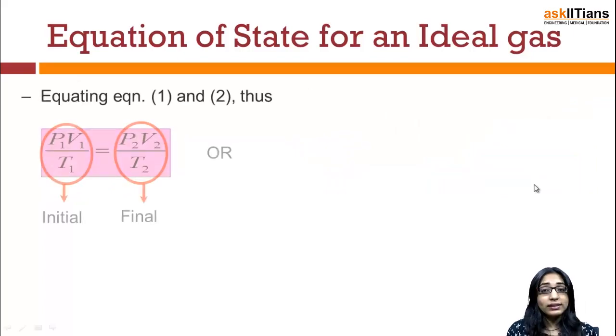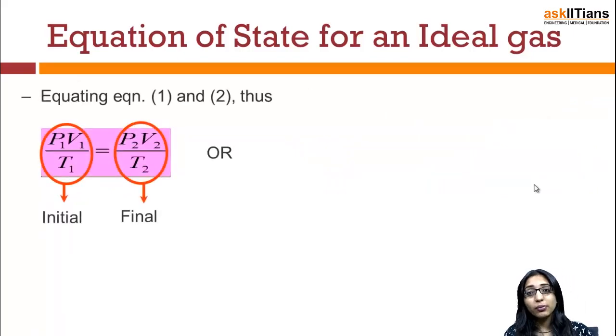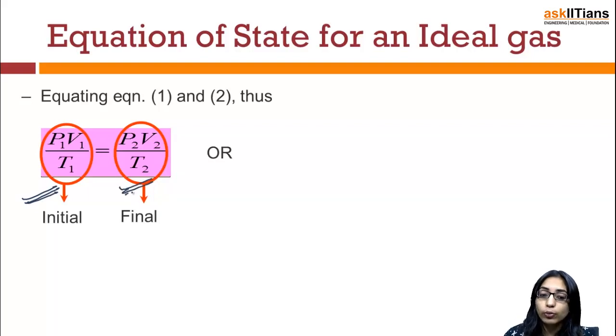Now what we'll do, since we have got V dash from equation number 1, we have also got V dash from equation number 2. So we have to do nothing but simply equate the two equations 1 and 2. If you equate the two equations, I can say P1 V1 over T1 in the initial case will be equal to P2 V2 over T2 in the final case.